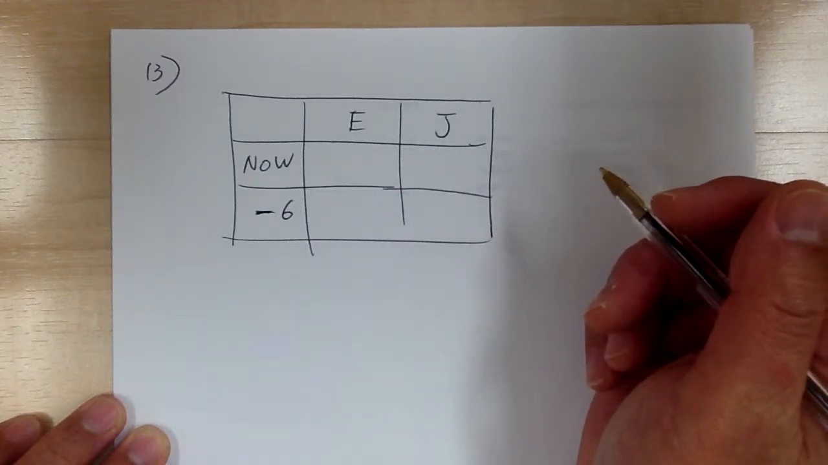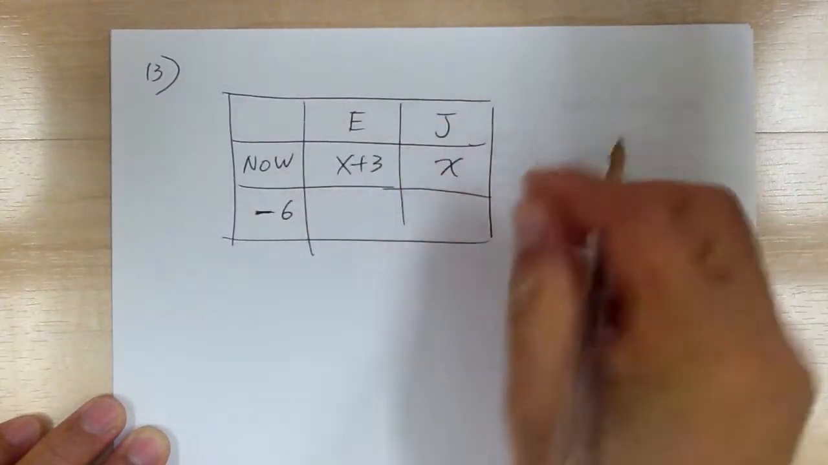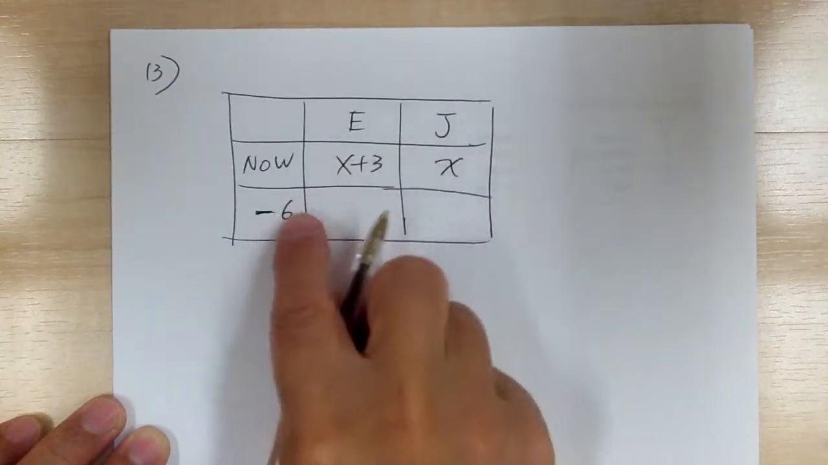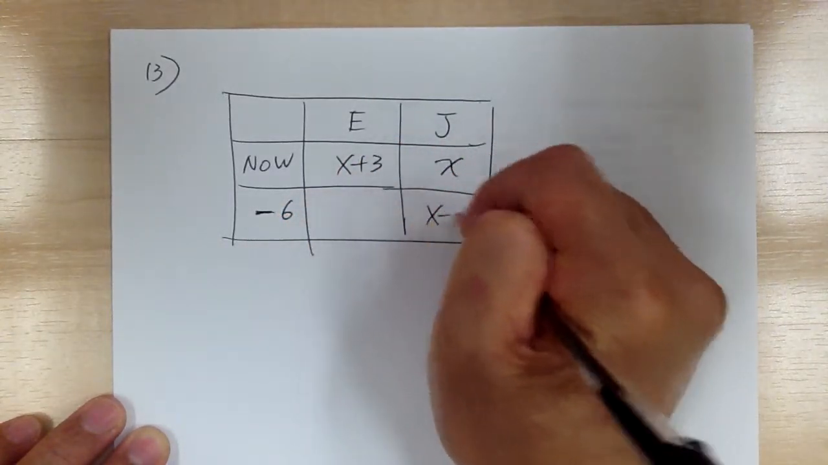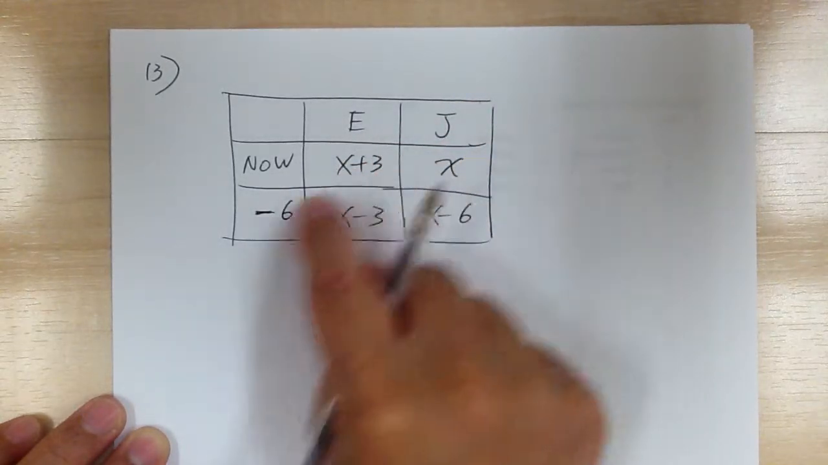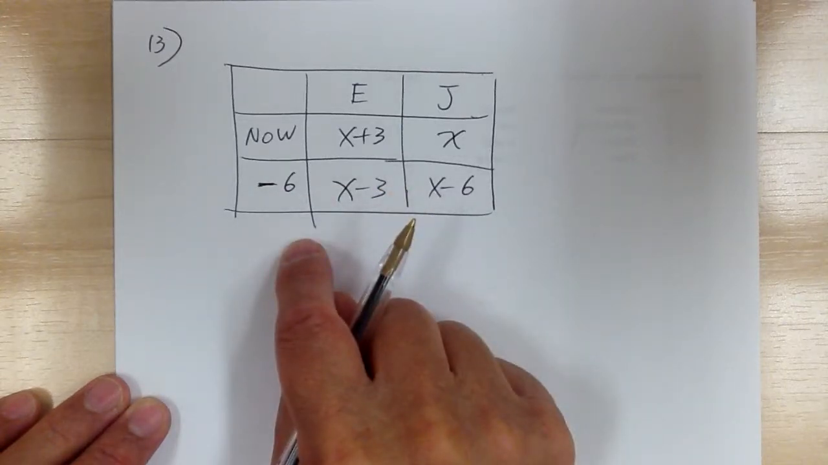It says Emily is 3 years older than Jack. So this is x, and this is x plus 3, right? Again, Emily is 3 years older than Jack. Now go ahead and finish the table. So this would be x minus 6, and this would be x minus 3, right? Because you've got plus 3 minus 6, you get minus 3. So now let's go and do the translation.